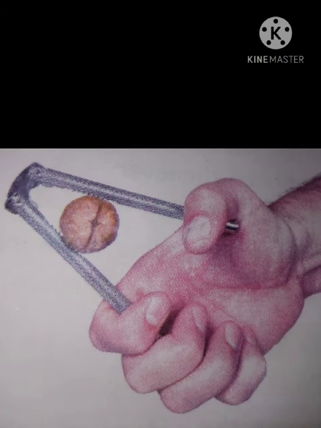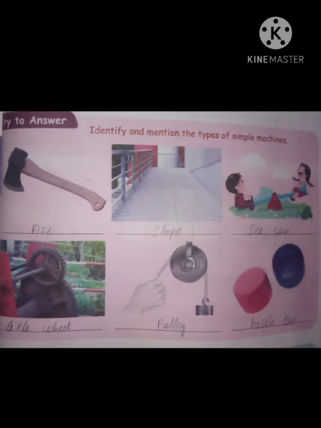Simple machines are easier than handwork. Work done is the same, but the force required is less. Let's see the picture. He is the Greek philosopher Archimedes. He found that when a simple machine is used to do the work, the force required is less than handwork. Next, lever. A lever is used to multiply the force. For example, seesaw, nutcracker.